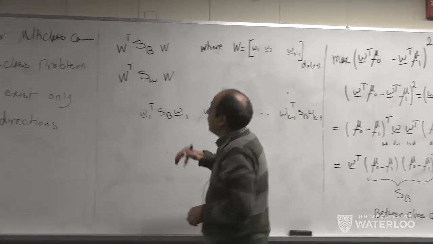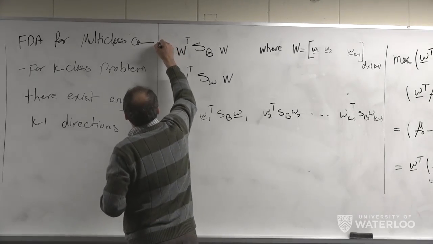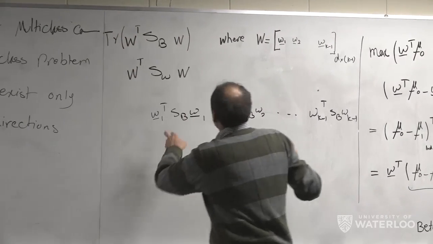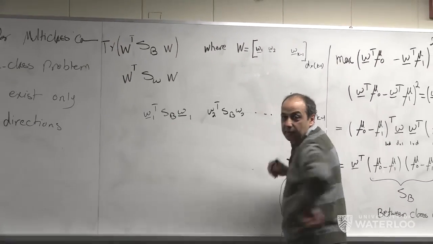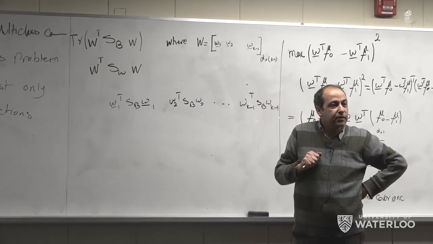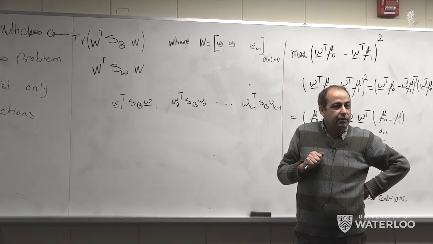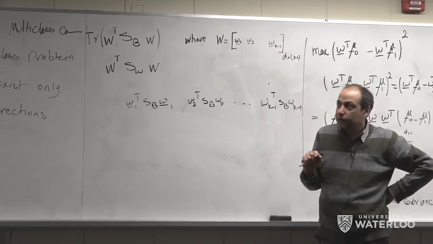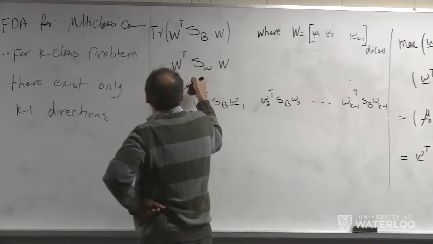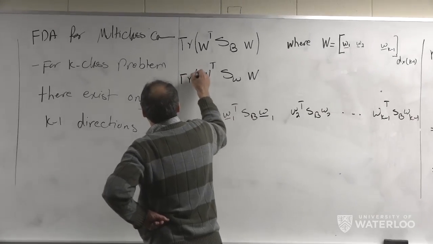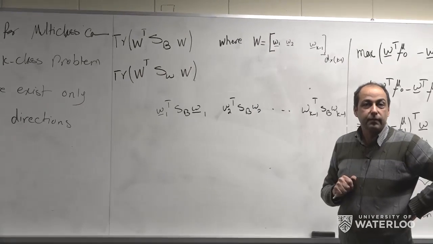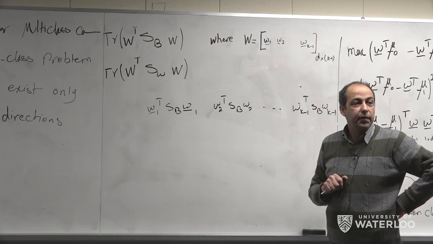So I can simply put a trace in front of this, which is going to be exactly the same as this value. If you are not sure, just write it down on paper. Make sure that these two are the same. And the same thing will happen here. I can put a trace here. Okay?